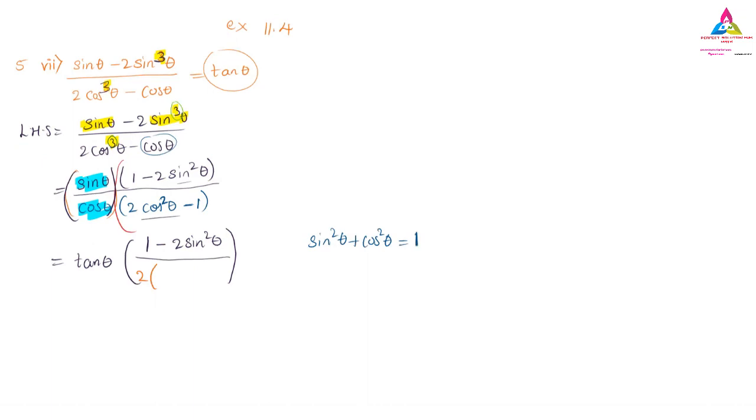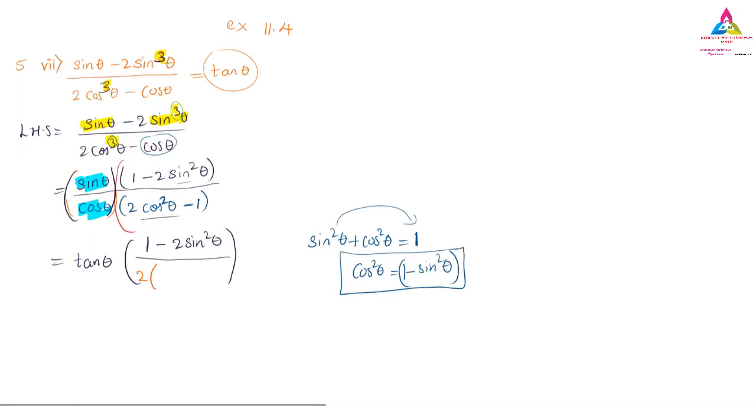So here what will happen? I want the cos square theta, so I will keep that cos square theta on the left hand side. I will shift the sin square theta to the right hand side, it will become minus sin square theta. So obviously the cos square theta is nothing but 1 minus sin square theta. That formula we will apply here.